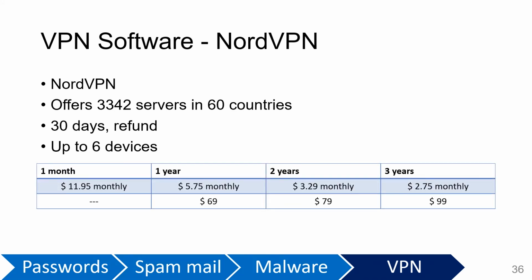This software costs $11.95 monthly, $5.75 monthly if you bought it for 1 year, $3.29 monthly for a 2-year subscription, and $2.75 monthly for a 3-year subscription. The average download speed is about 60 Mbit and the upload speed is 8 Mbit on average.